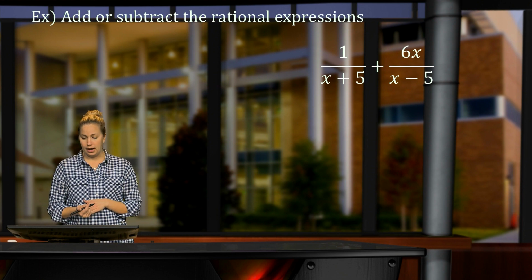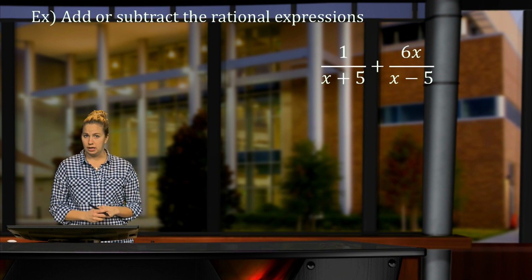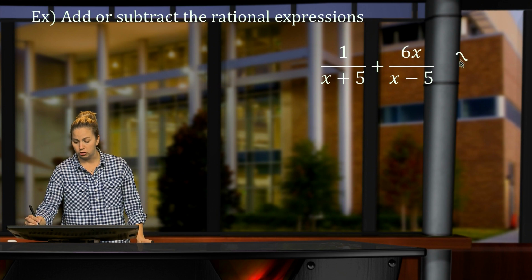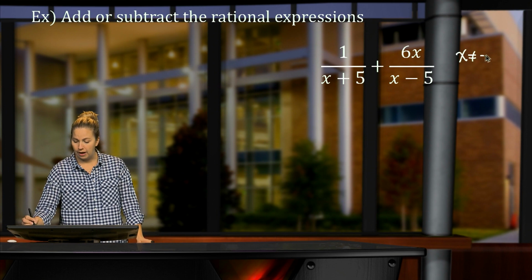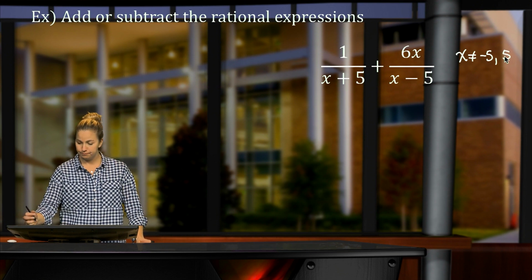1 over x plus 5 plus 6x over x minus 5. In both of our denominators, we don't need to factor anything, so we skip straight to our restrictions. Looking at our denominators, our restrictions are -5 from the first denominator and +5 from our second denominator.